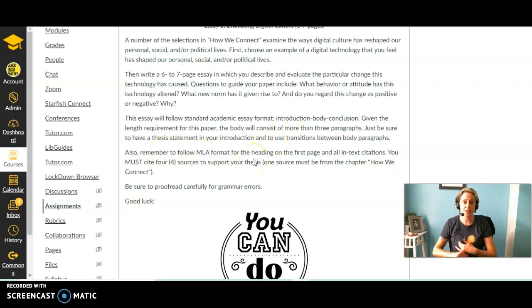So that means 12-point Times New Roman font. The upper right-hand corner of every page should have your last name and the page number. And then on the first page in the upper left-hand corner, you've got that heading info and then a title for your paper. Should be centered. It doesn't have to be underlined or bold or anything. Just keep everything 12-point Times New Roman.